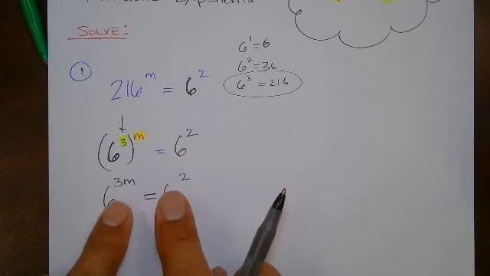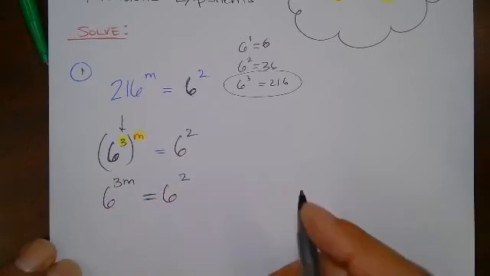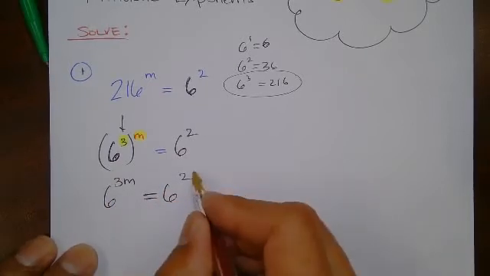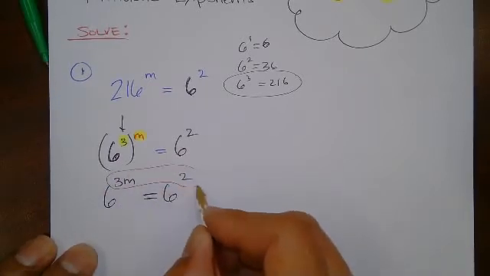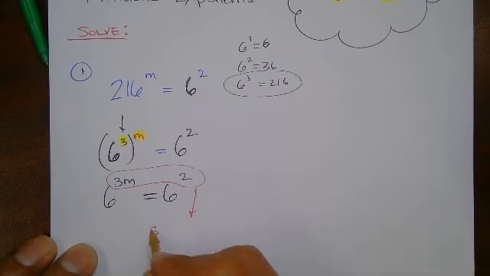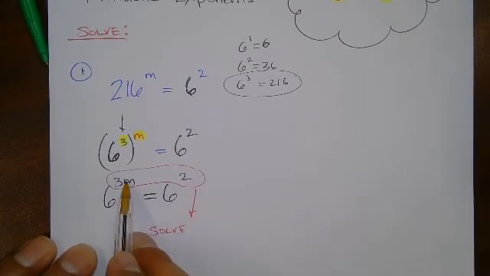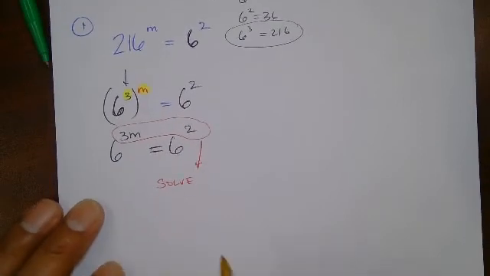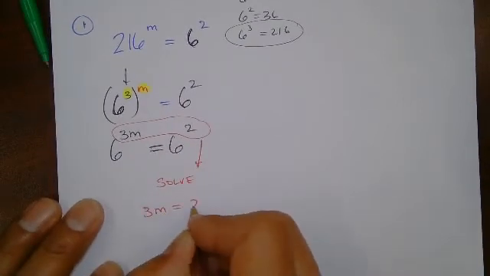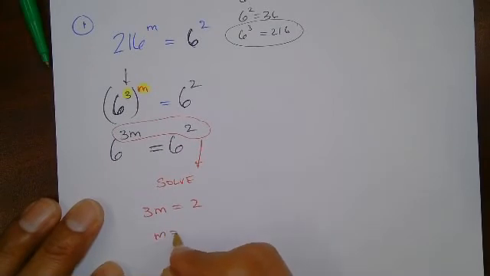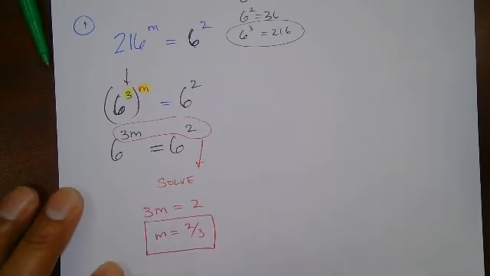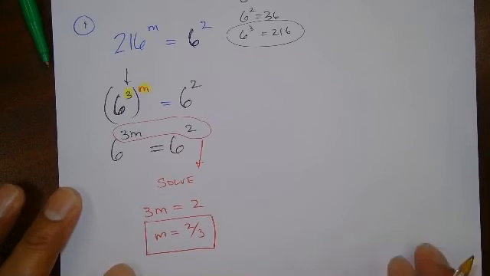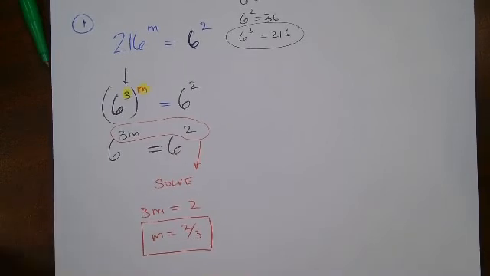Okay, so this is the scenario that we want. Once we get the bases to match, now we just do the solving part for the exponents. Whatever expression is here and here, you set them equal to each other. It'll be 3m is equal to 2. Divide by 3, divide by 3. m is 2 over 3. Okay, that's number 1.